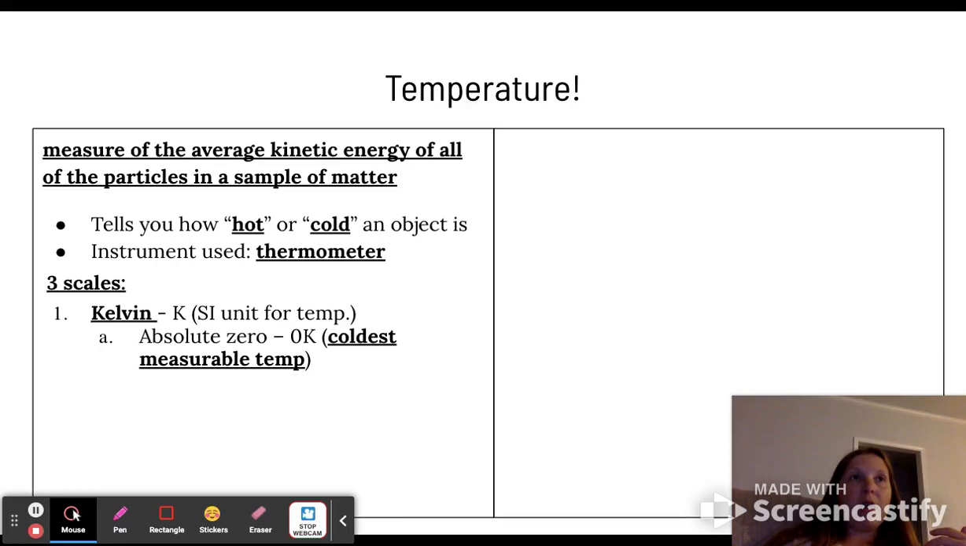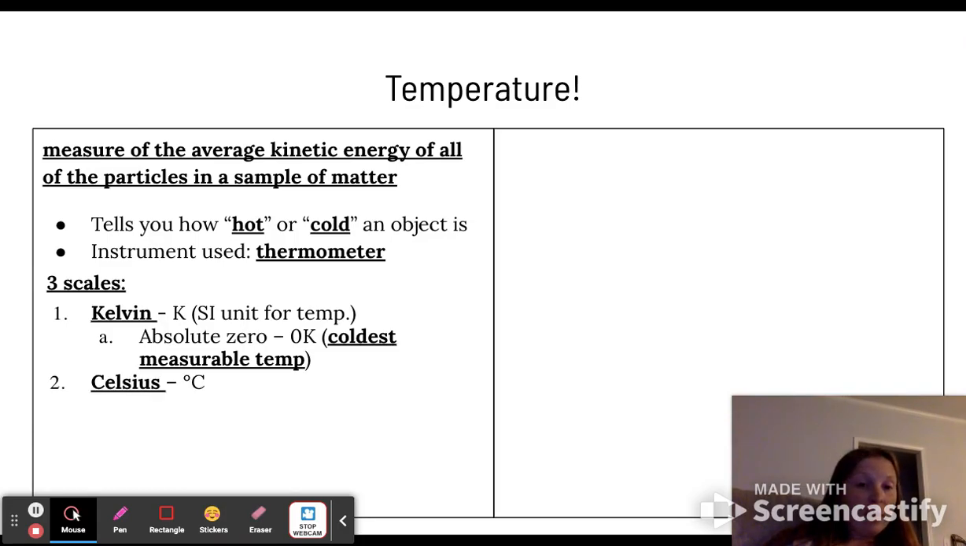This is the temperature at which all motion of particles theoretically stops. So like even electrons will stop moving. We've not gotten to this temperature yet. We've gotten very close, but not to absolute zero.